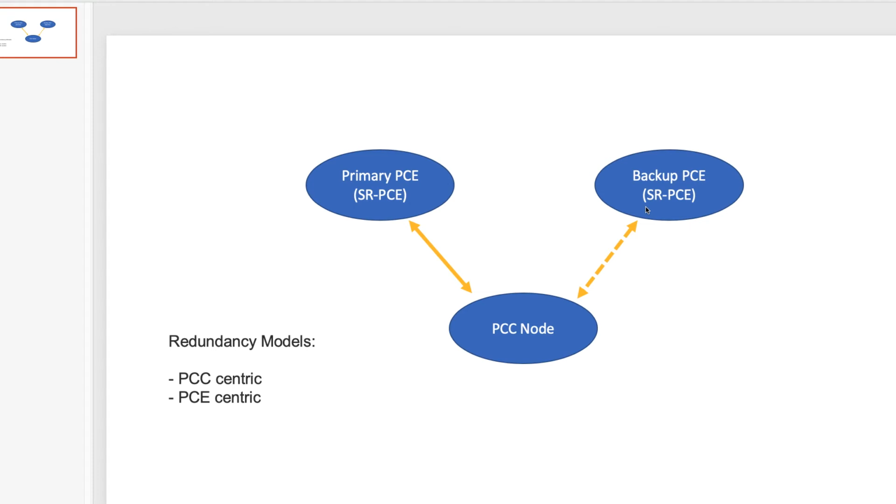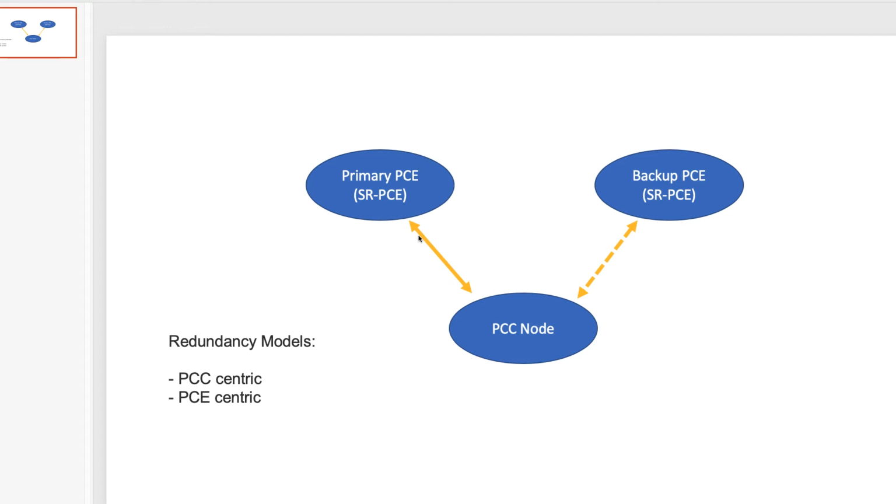Okay. So whenever this particular PCC node or head end needs a path, let's say I want to go from this node to that node, it is going to send those requests to the primary PCE. That's what we saw in the previous slide deck also. So the PCC is delegating path computation to the primary PCE only. We know that. And it is the primary SR PCE which will do all the actual path calculation, and it is going to respond back with those paths to the PCC.